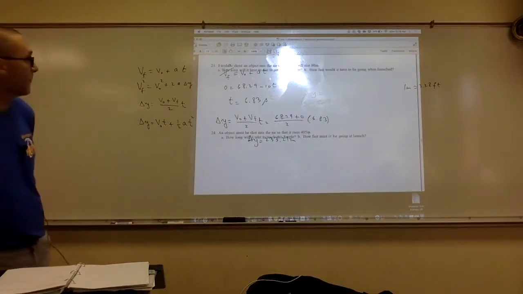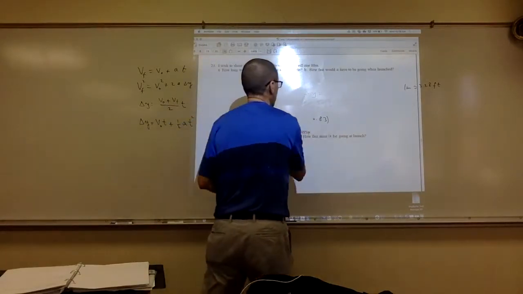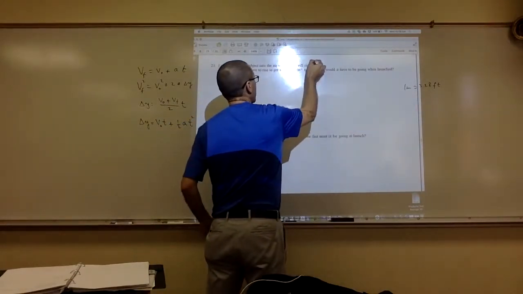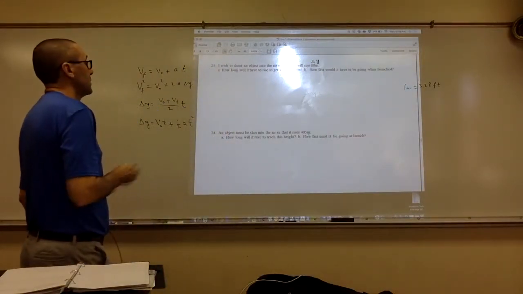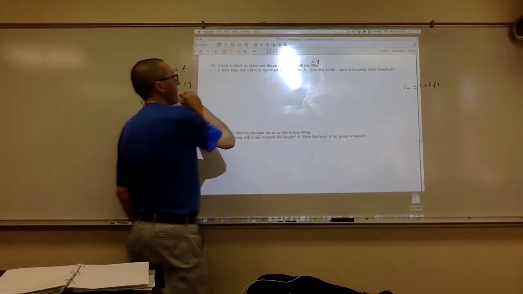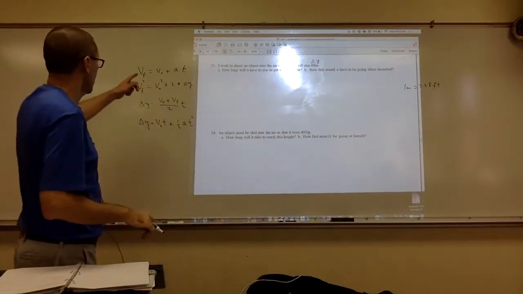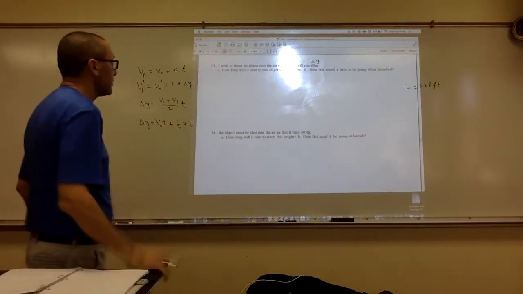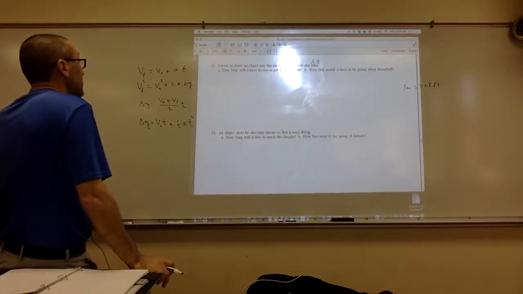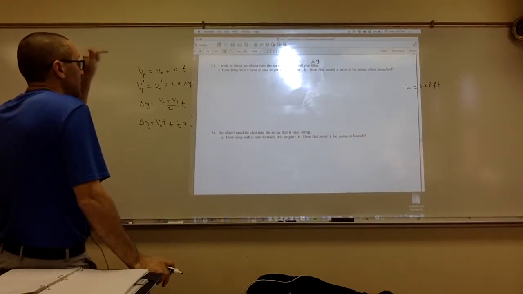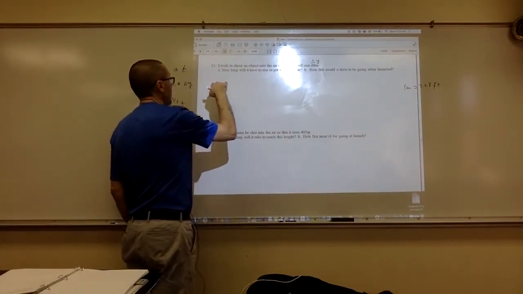Look at 23. I wish to shoot an object into the air such that it will rise 80 meters. So that's my delta y. How long will it have to rise to get to this height? So we're looking for time. Okay. See, all these equations have the initial velocity in them. So the way I'm going to do this is that I'm going to do it from the top down. Because the time it takes to get up to the top is the time it takes to come back down. So if I'm looking at it from the top, the initial velocity is 0.